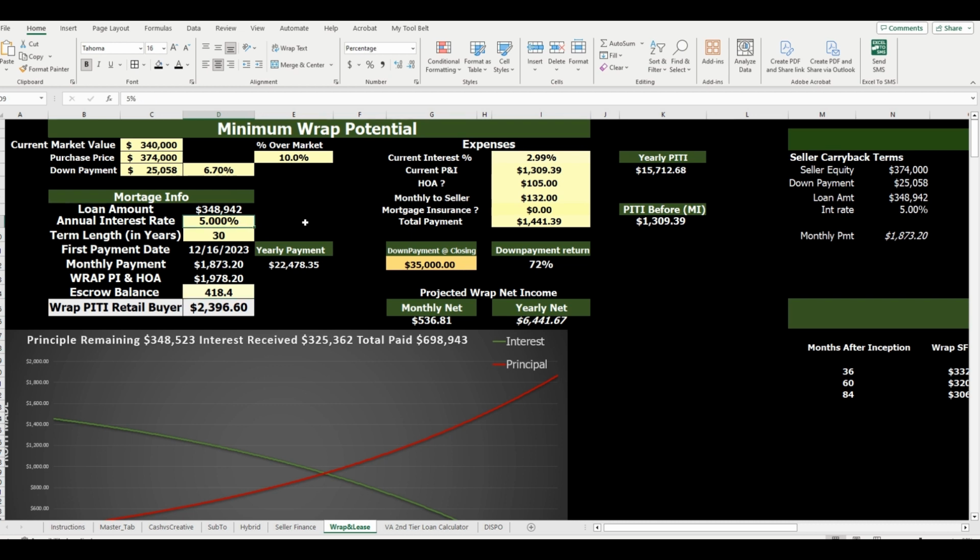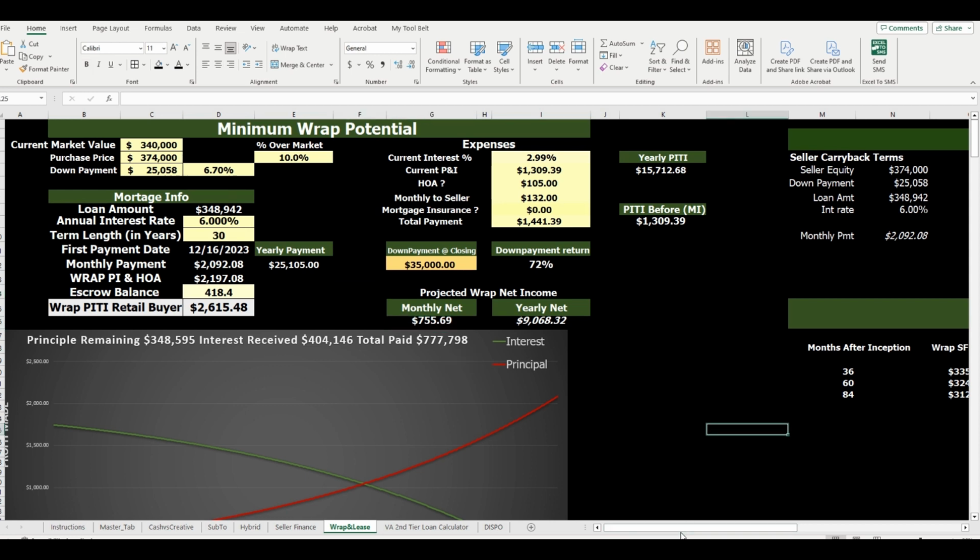So let's adjust this, and we're going to say maybe 6%, and that might actually be our cutoff here. So we went from $2,400 to now $2,600 that the retail buyer is going to be responsible for. This 6% is still much less than today's current interest rates at 7.25, I believe. It did come down. And so now my monthly net is going to be $755 a month.